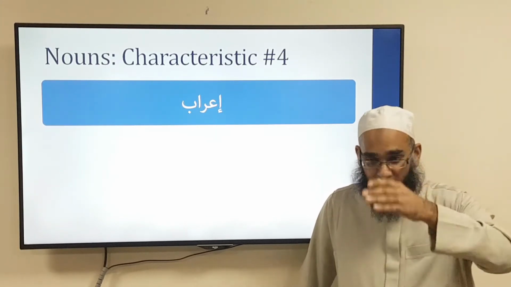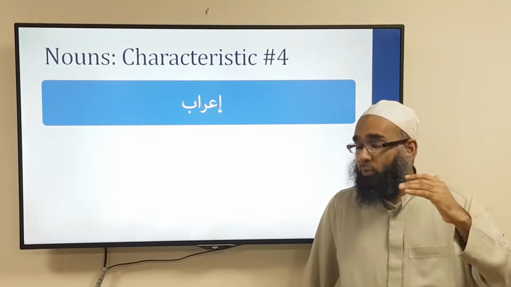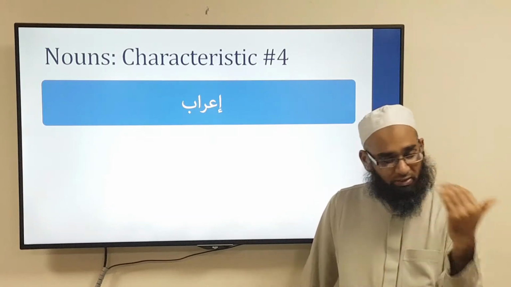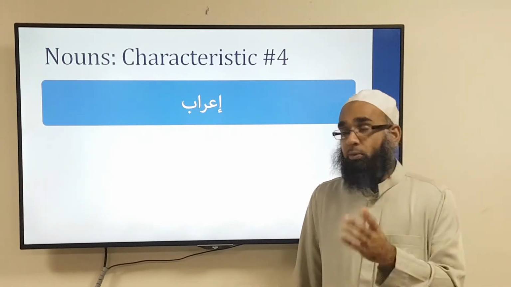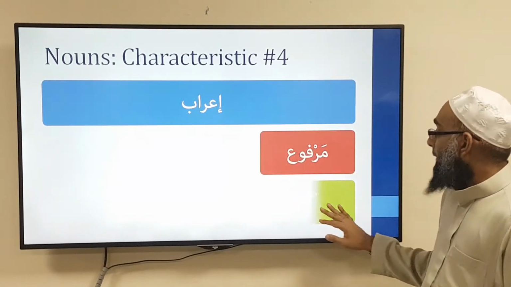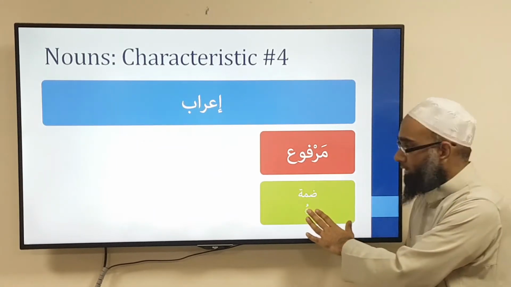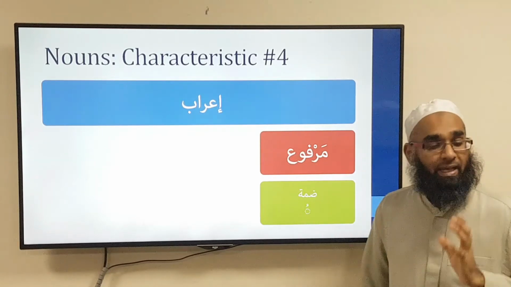So any noun you get, or most nouns you get in Arabic, the ending letter will change. This is what you call i'rab. It changes from dhamma to fatha to kasra, depending on where it comes in the sentence. You'll understand this later as we go along. There are three types of i'rab. The first one is marfu. Marfu means that the word has a dhamma at the end.